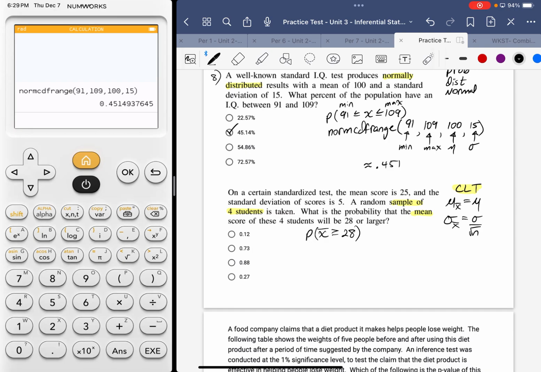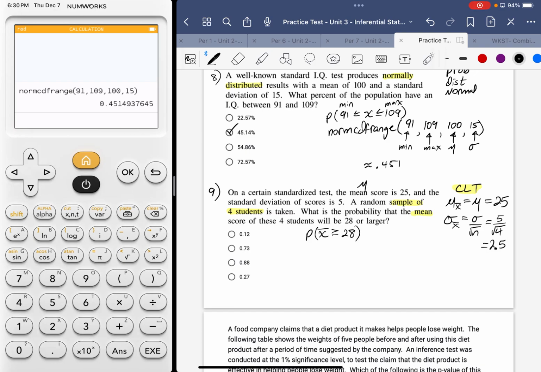Because they told us the mean score is 25, I know my mu sub X bar is 25, and the standard deviation is 5, so 5 over the square root of 4. Again, you know it's a made-up problem because the numbers are nice. The square root of 4 is 2, so we're looking at 2.5. I'll just make a little note of that.